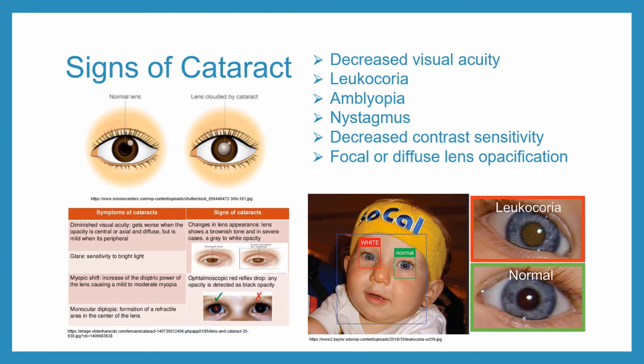Some signs of cataract include decreased visual acuity, leukocoria, which is a white reflex instead of a red reflex, amblyopia, nystagmus, and decreased contrast sensitivity. Focal and diffuse lens opacification will also be observed in instances of cataract.